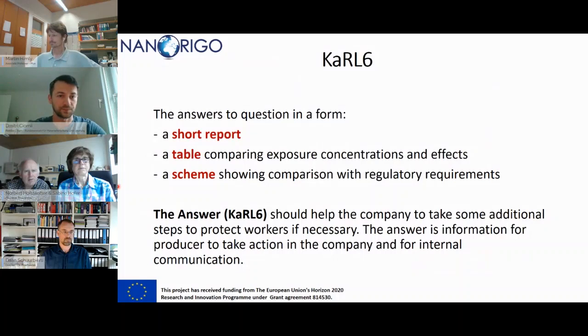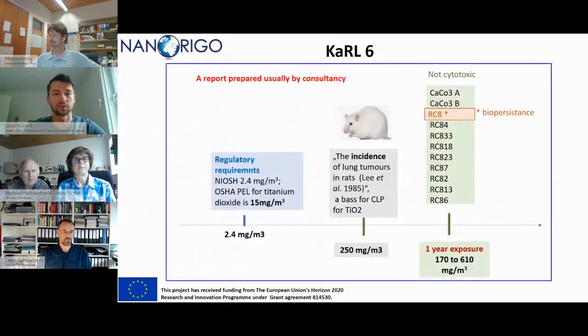And how can it look? So if we have a short report or a table, it could look like this. We have gathered some regulatory requirements to know the threshold. We have gathered literature data on in vivo experiments. We have performed in vitro experiments to show, for example, that it's not cytotoxic. And we have extrapolated the exposure levels using the CODO model and calculated the exposure for 1 year. So this document would be KaRL 6.